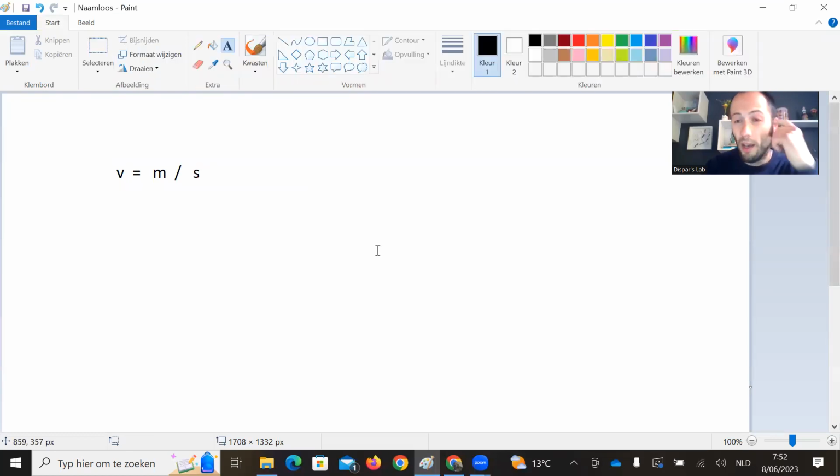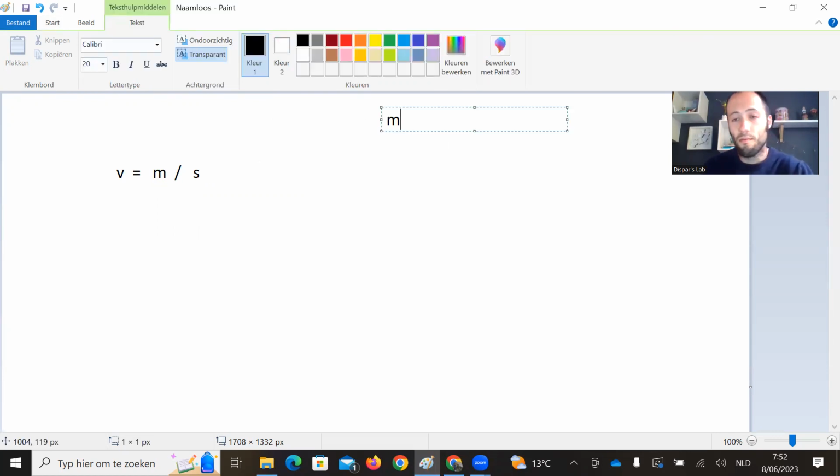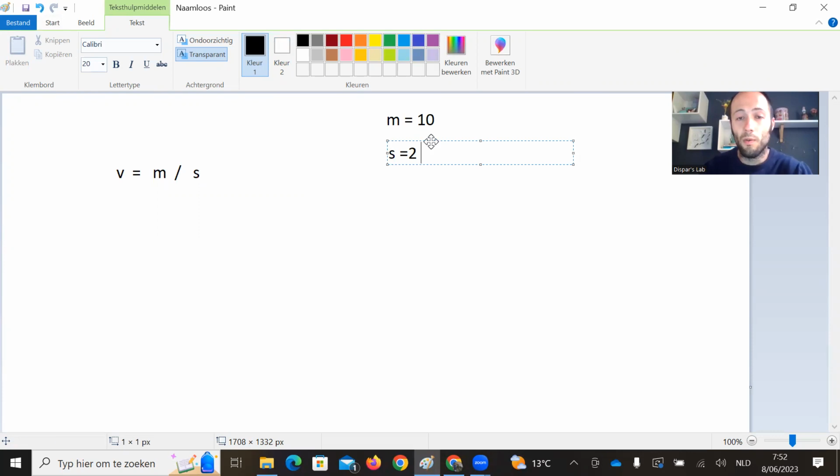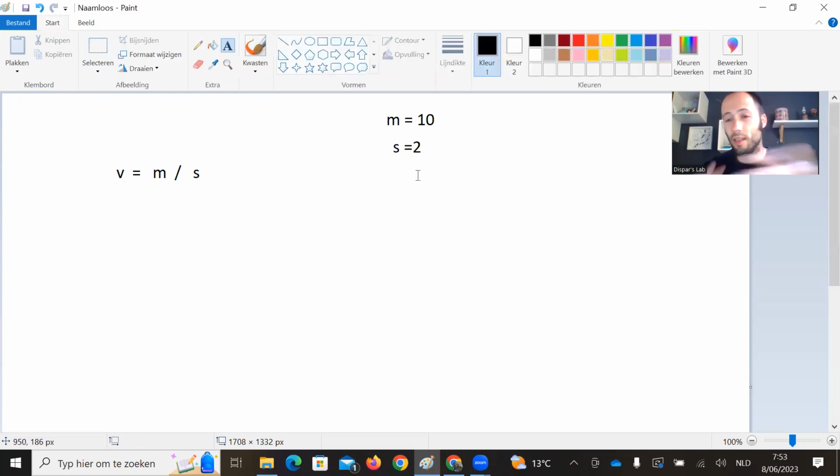What we're going to do is replace the M and S with a number. Let's say M is 10 and S equals 2. All we want to do is understand the units and the outcome of the units, and we're just going to replace them with numbers to understand logically, mathematically, why the units make sense. The meter is a unit of distance. Second is a unit of time.